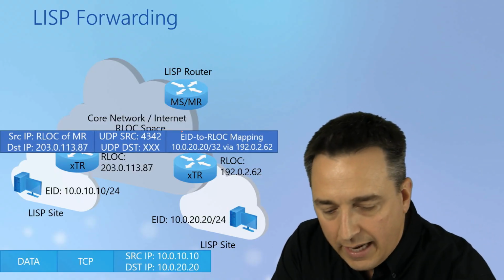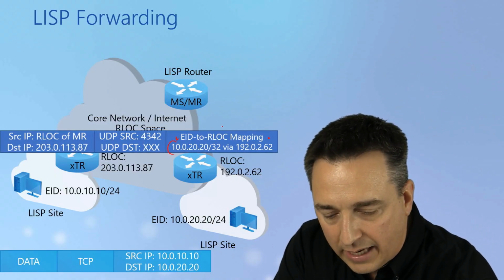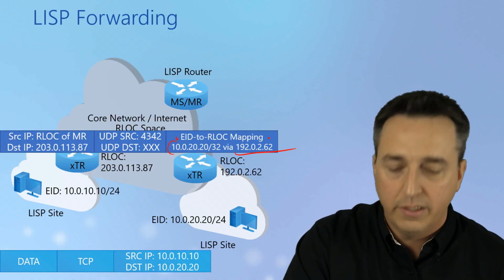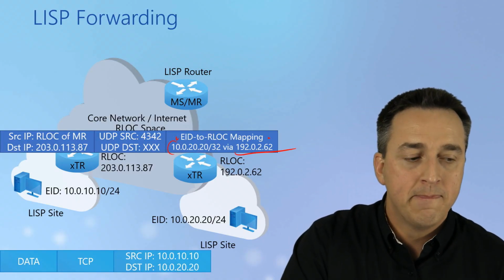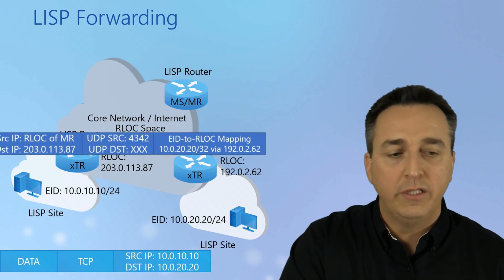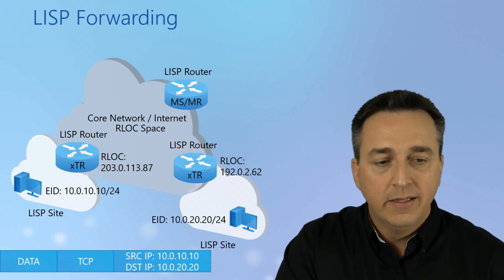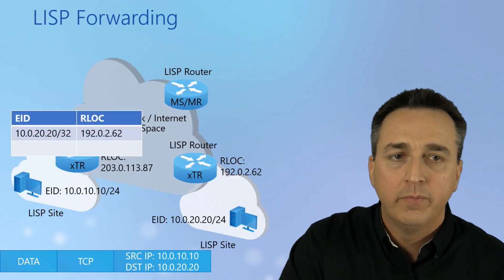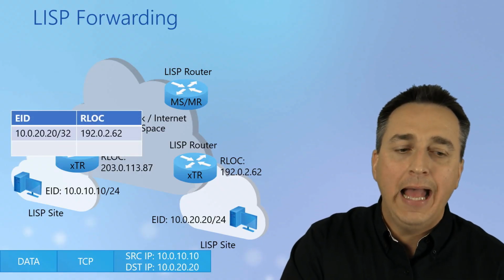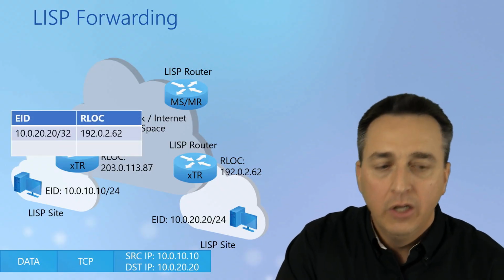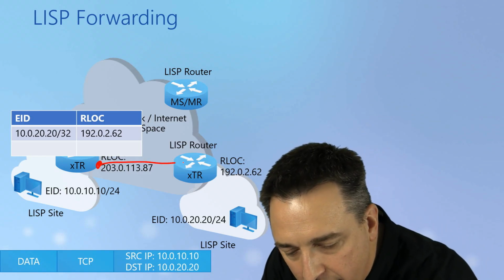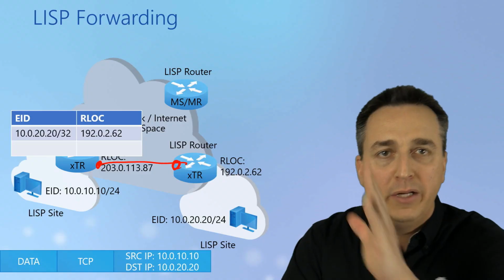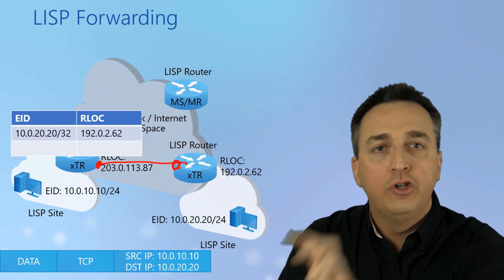And you'll see here that it says the endpoint to RLOC mapping is 10.0.20.20/32 is via 192.0.2.62. So now what can we do in this particular case? We can take that information, put it in our LISP cache, and now we can go ahead and encapsulate, so that way we can go from here to here. So think about it, just like with GRE, just like with IPsec, what did we do? We now added on to the header to encapsulate.